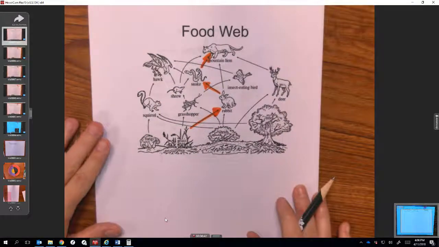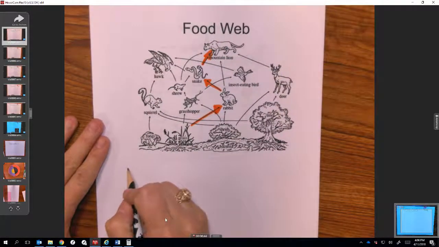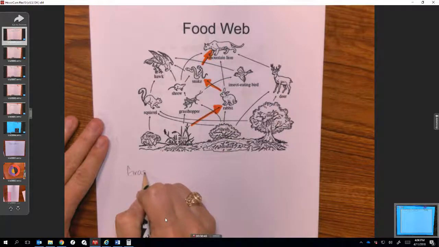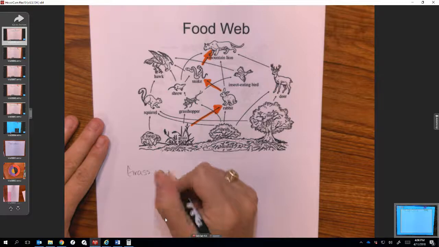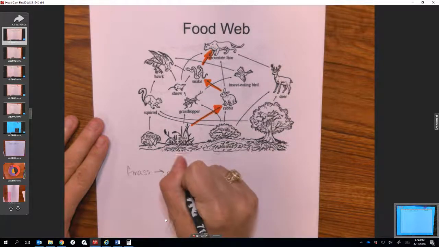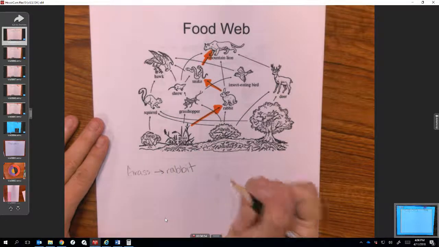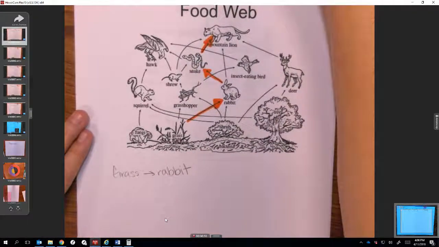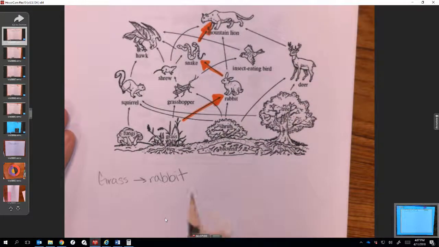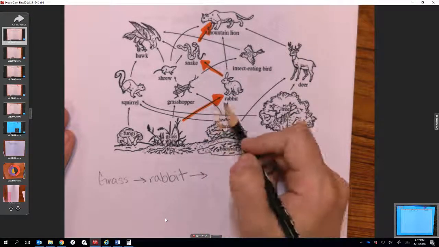So at this point, I have 4 organisms. I have grass, and then the rabbit eats the grass, but notice my arrow goes to the rabbit because that's the way energy moves. And then that rabbit gets eaten by the snake in this particular food chain.